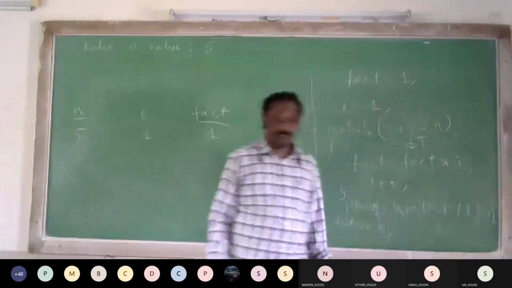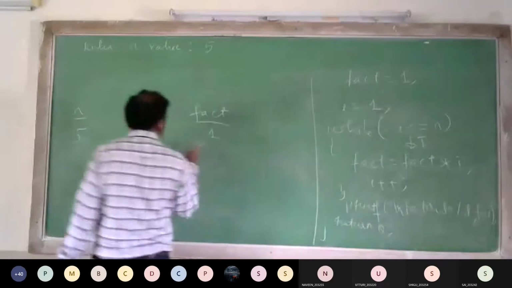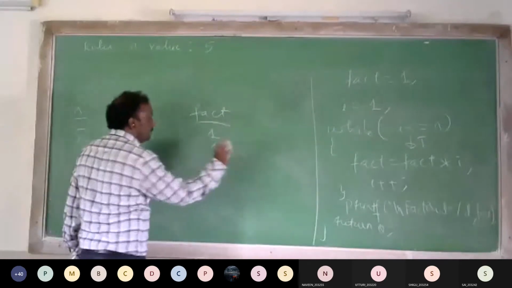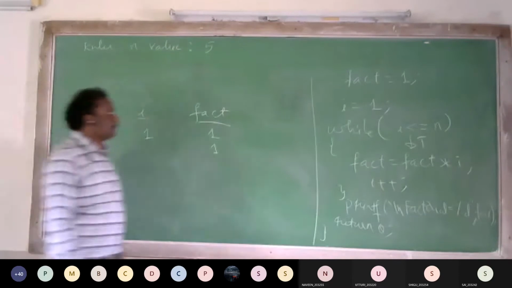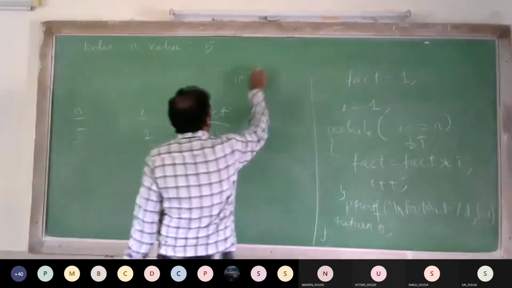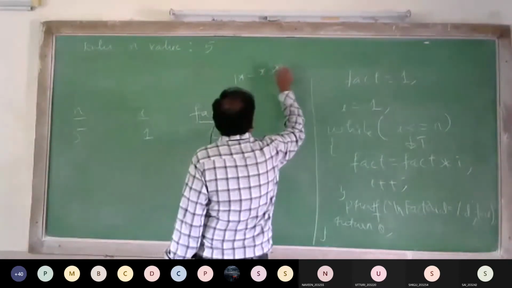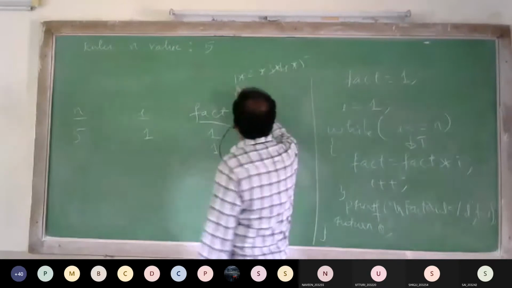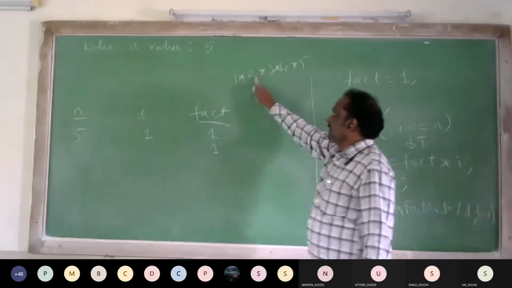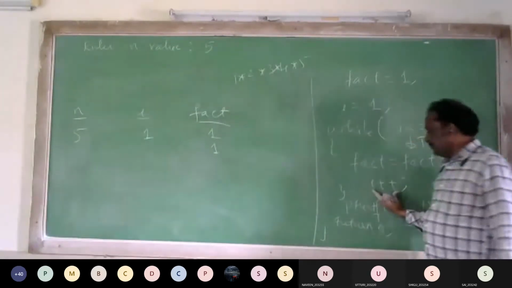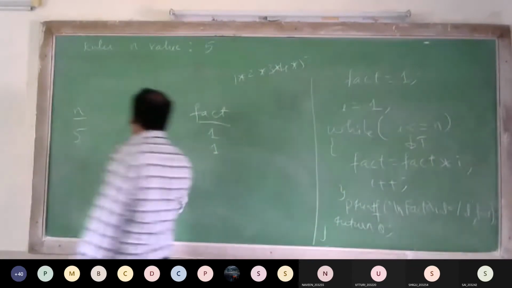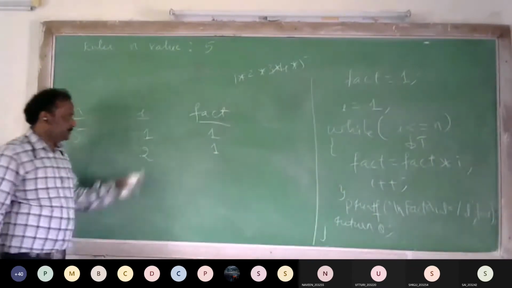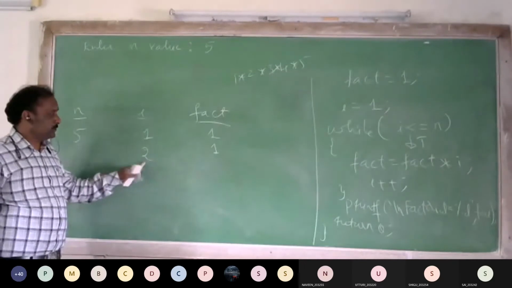Fact is equal to fact into I. So 1 into 1. The new value of factorial is 1. What is 5 factorial? 1 into 2 into 3 into 4 into 5. So now to get this next number, what I will do is I plus plus. So I value will change to 1 plus 1, 2.